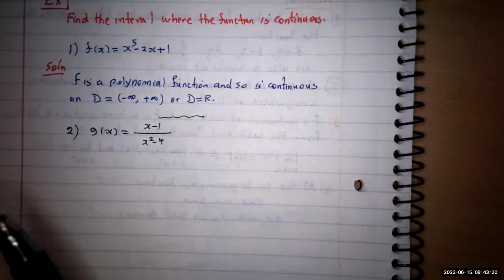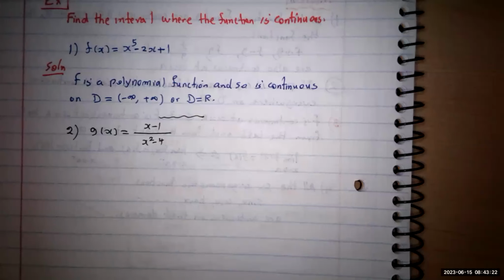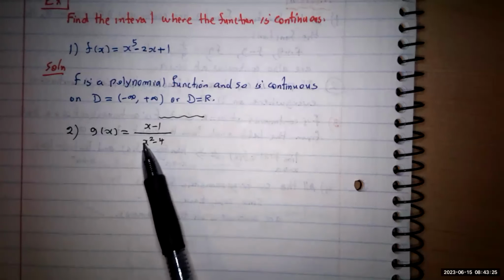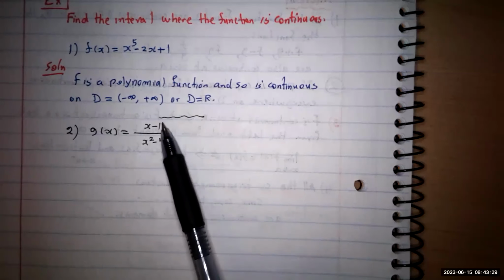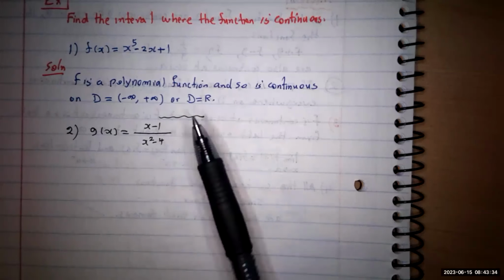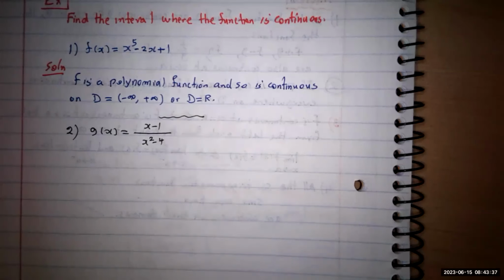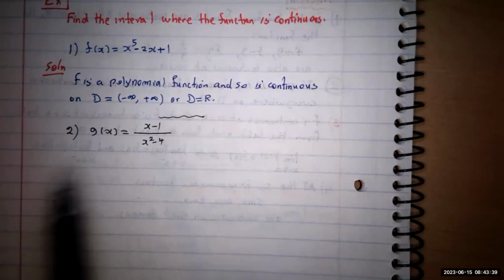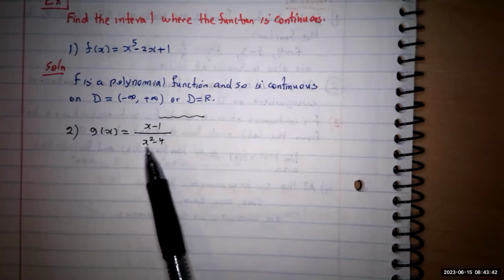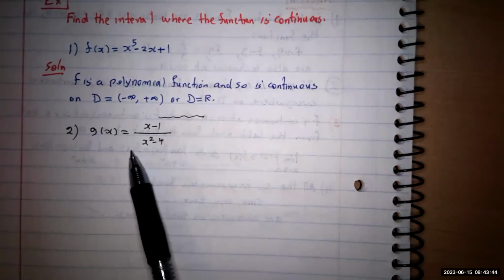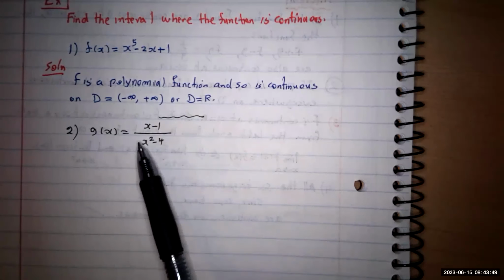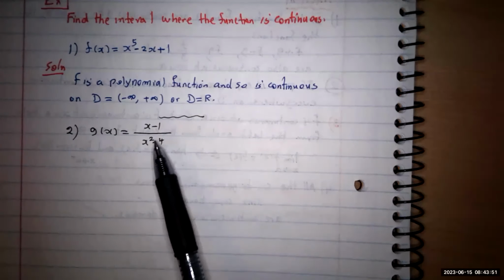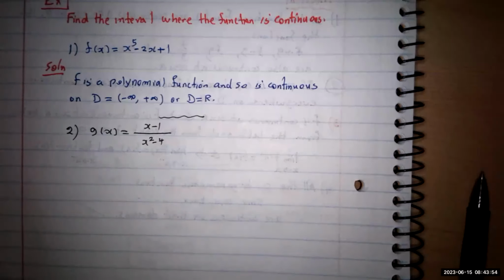The top, x minus 1, is a polynomial, continuous. The bottom one is continuous, also a polynomial. So the top is continuous, the bottom is continuous, and the quotient of two continuous functions is continuous. But what is the catch? The catch is that it's continuous everywhere except when the denominator is 0, the domain of these functions. So we have no difficulty for the continuity except when the denominator is 0. This is how we're going to answer this one.